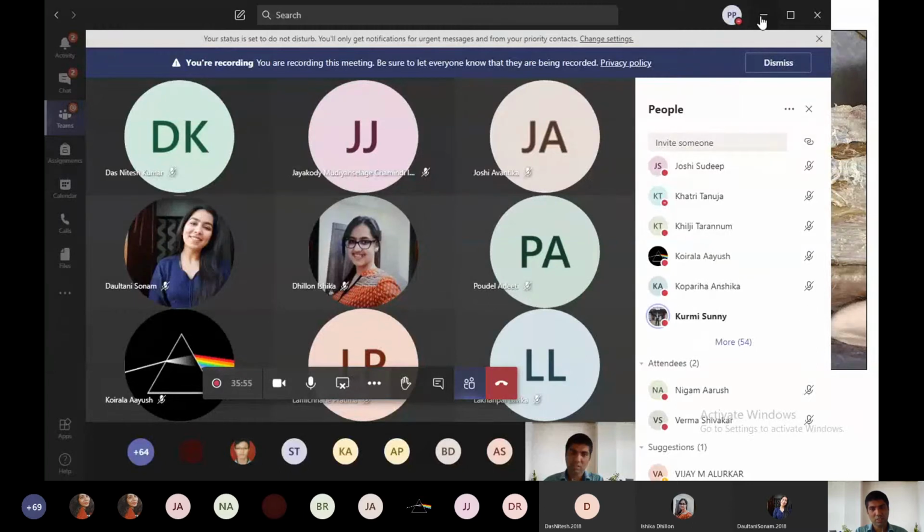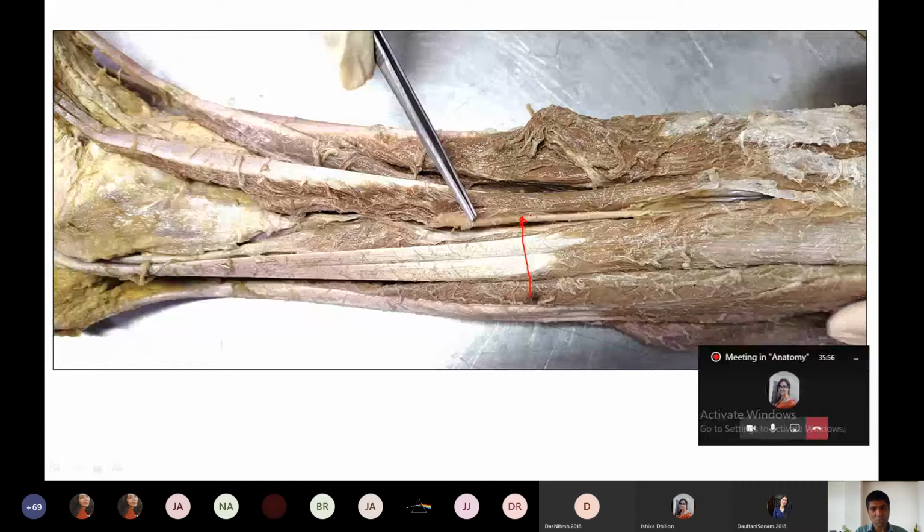Yes, sir. Could you please identify this structure? What is this one? The arrowed structure. The white structure, it's looking like a thread coming downward. So what may this be? Is it nerve, artery, or vein? At first you tell me. Sir, deep peroneal nerve. Good. Good, Sunny.